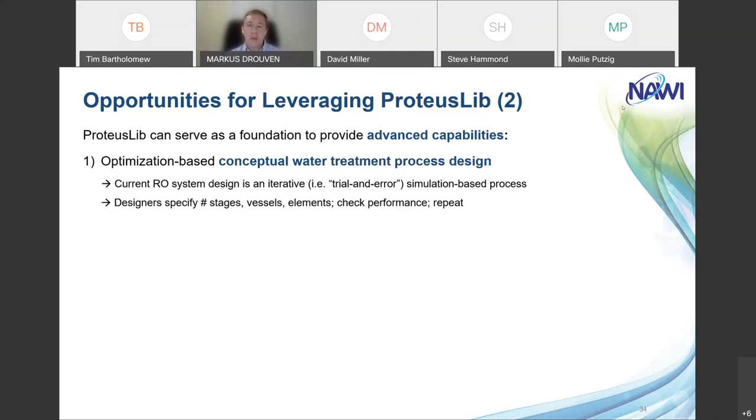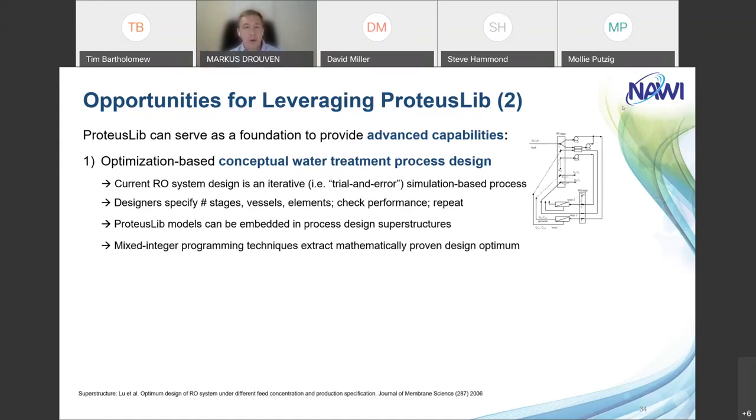That one configuration is then typically taken and run through a simulator to check the performance of that design. And then the designer will go back, make a couple of changes, and repeat the process over and over. So it's a trial and error-based approach, really. And it works, but it's not all that efficient. What's more, it doesn't really take advantage of modern optimization capabilities. So what we're looking to do instead is to take our ProteusLib models and embed them in process design superstructures that consider many, many different possible configurations, so that we can then use an optimization routine to extract from that superstructure the one design that is mathematically proven to be optimal for a given objective.